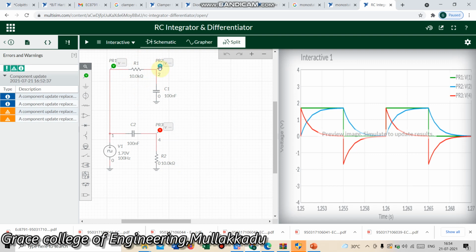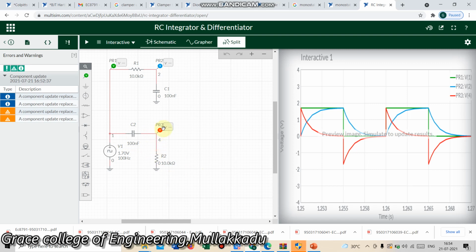Here the output is taken at this particular node, indicated by the blue color. Therefore, for the square wave input, it produces a waveform similar to the triangular waveform. There is rising and falling. If the same square wave is given to the differentiator circuit, which consists of capacitance as well as resistance, the capacitance is connected in series and the resistance is connected in parallel.